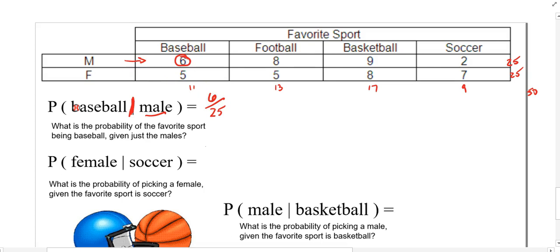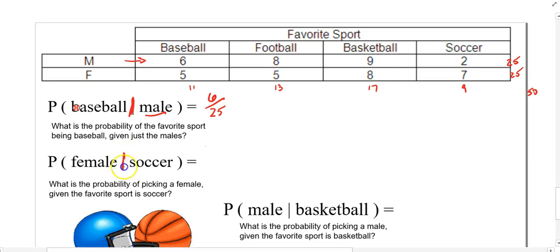All right, I'm only interested in the males in this problem. It means I'm only interested in those 25 people. And how many of those 25 people play baseball? 6. So the probability is 6 out of 25.